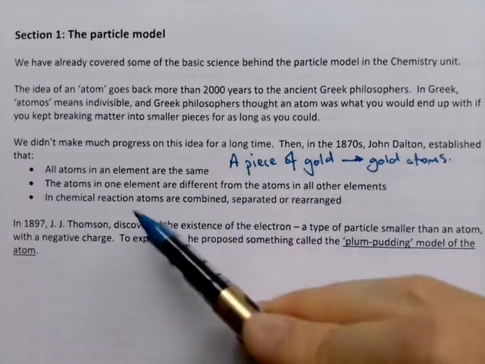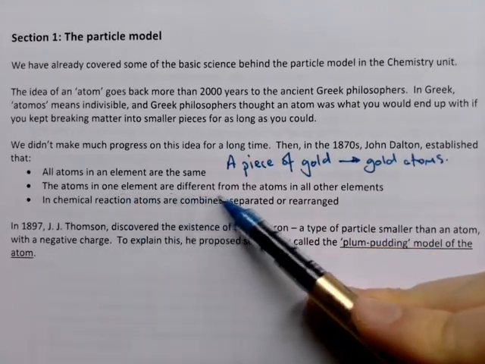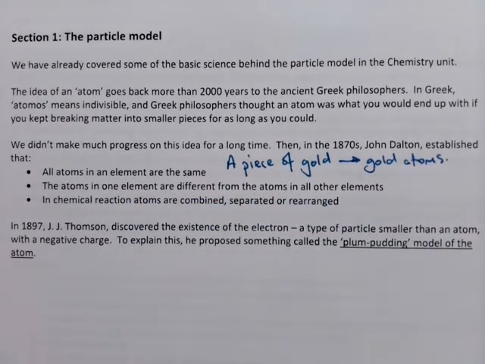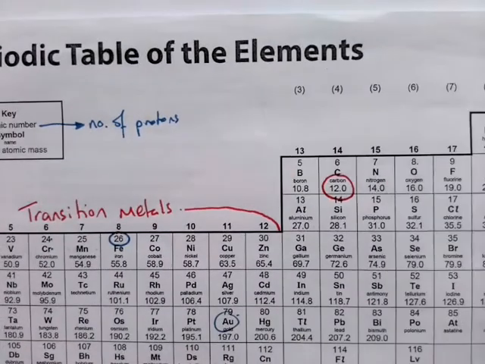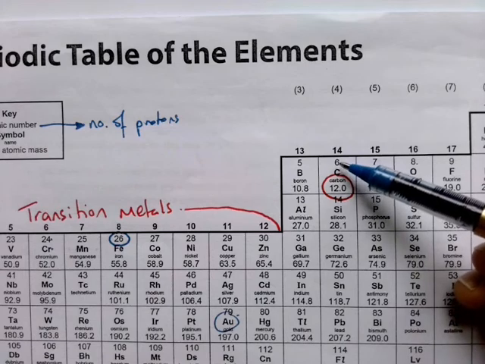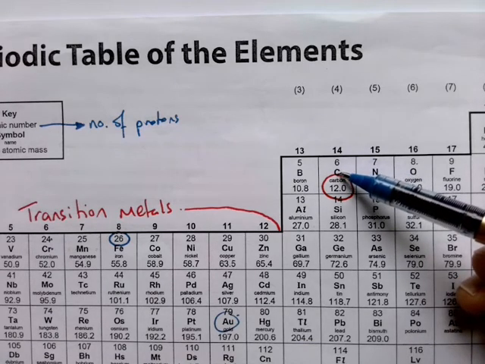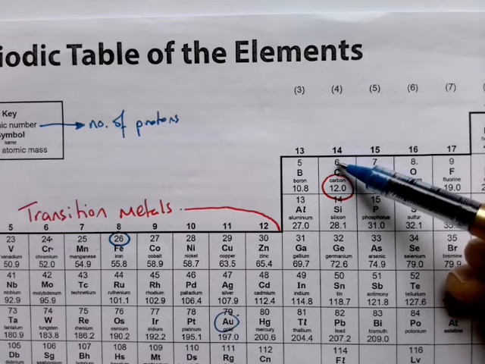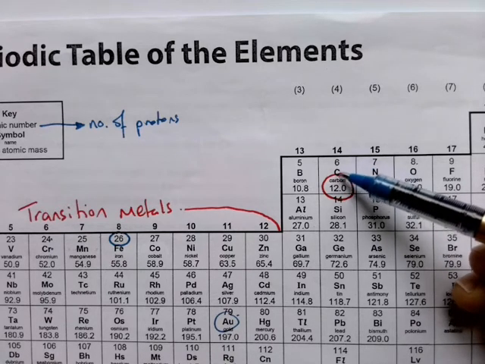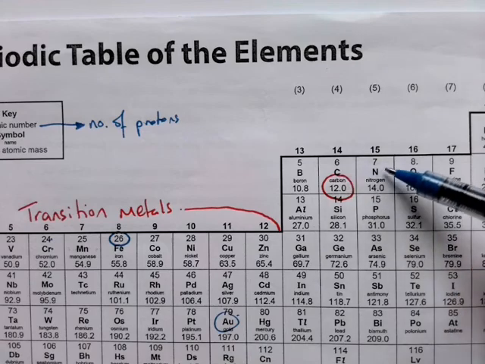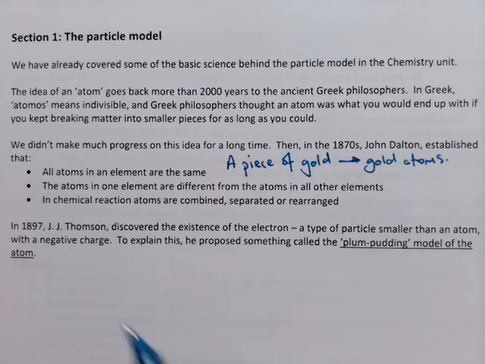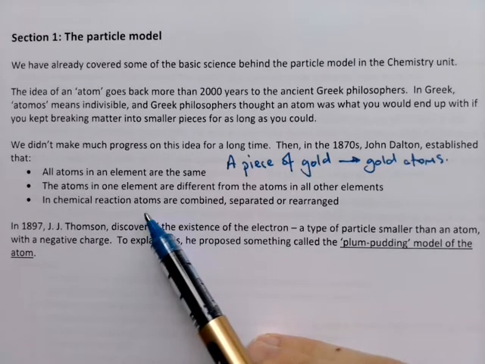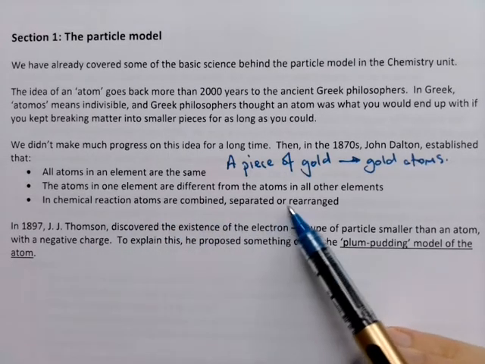He also said that atoms in one element are different from the atoms in all other elements. And you'll remember that we said in chemistry that if you've got 6 protons, it must be carbon. If you change the number of protons, let's say I increase the number of protons by 1 to get 7, I don't have carbon with 7 protons. I have a different element. I have nitrogen. And in chemical reactions, atoms are combined, separated, or rearranged.